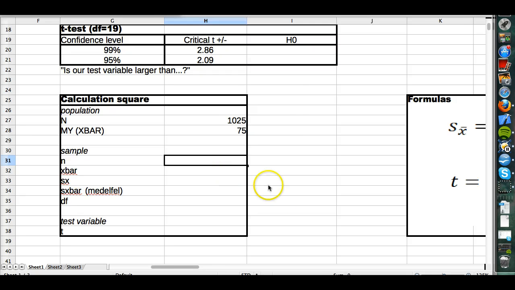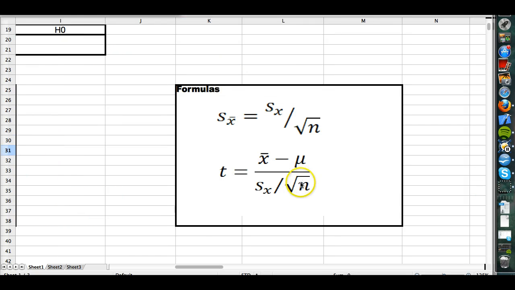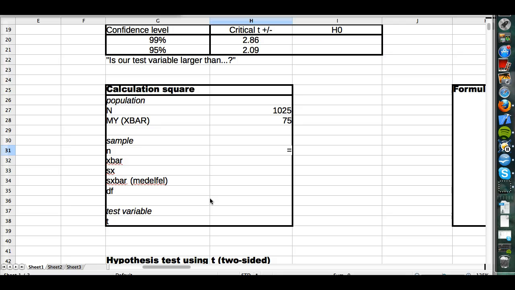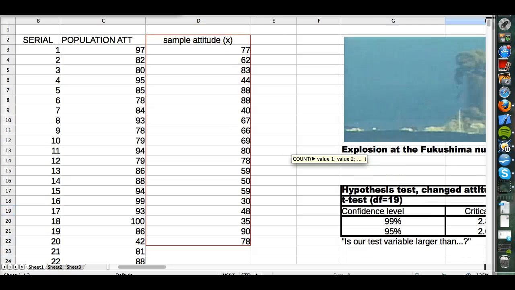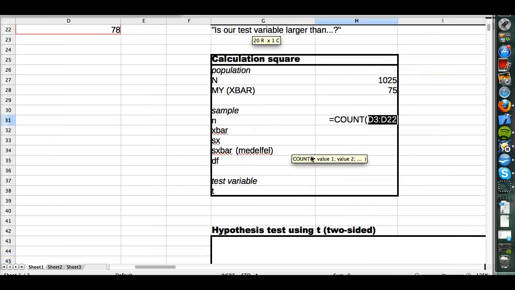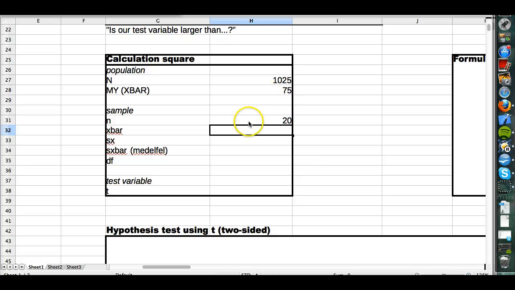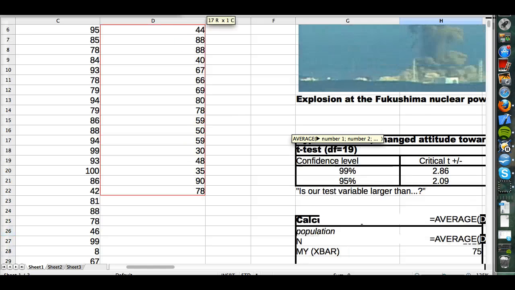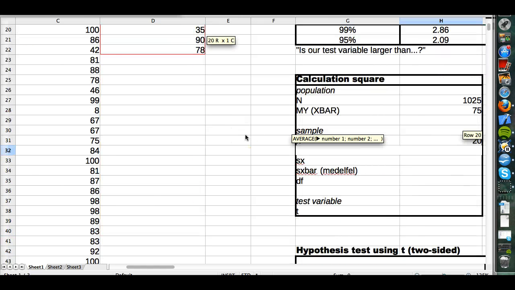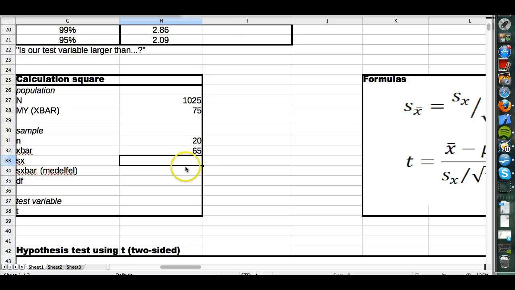So if we look at our formula, we're going to need our n. So I'm going to calculate my sample n, which means I'm going to count the size of my sample, the number of observations I have. And we get that we have 20 observations, and that is under the commonly used benchmark of 30 observations, so we should actually be using the t-distribution. It's a correct situation. Our estimate of their attitude towards nuclear power is going to be 65.